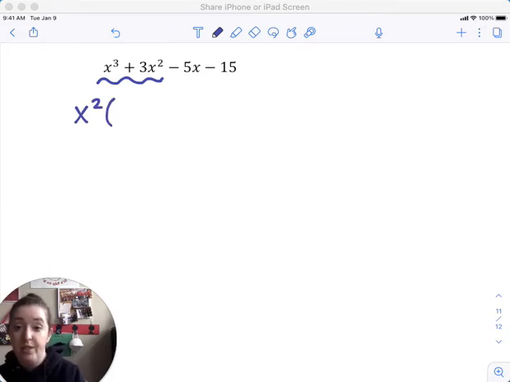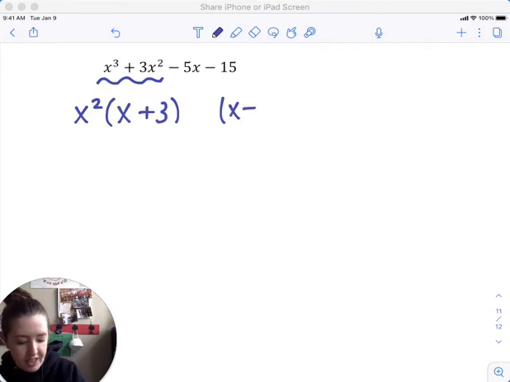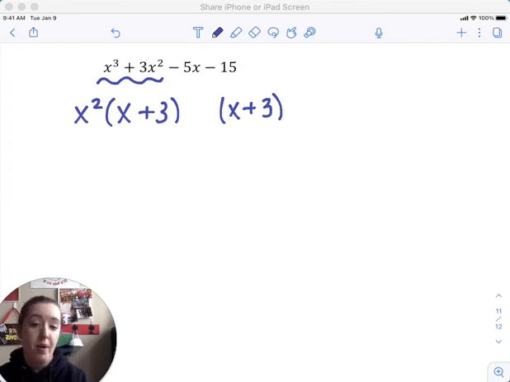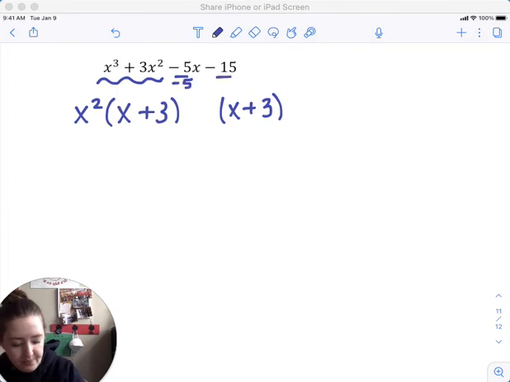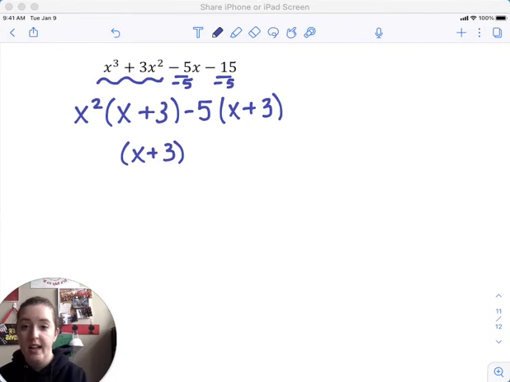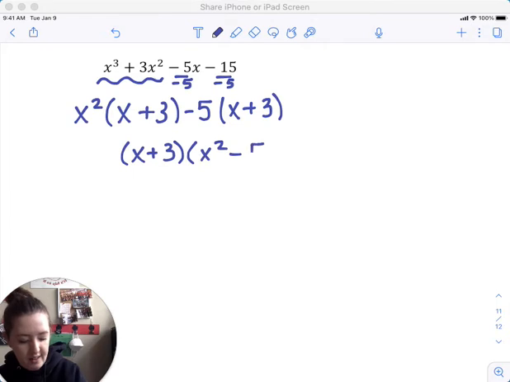We'll divide both of those terms to get what goes in the parentheses. X cubed divided by x squared is x, plus 3x squared divided by x squared is 3. We know we want our 2 sets of parentheses to match here at the end. So what do I need to factor out of negative 5x minus 15 to get positive x plus 3? Yeah, I need to divide by negative 5 here. That means I have a negative 5 out here. So we'll factor out that common binomial, that x plus 3. And then we're left with stuff on the outside, x squared minus 5.